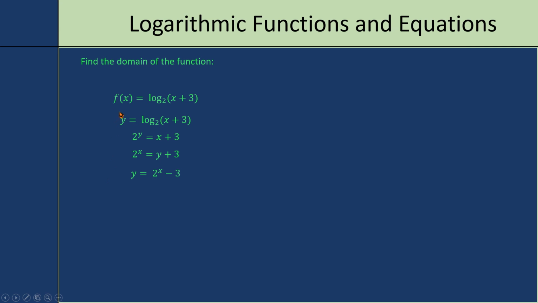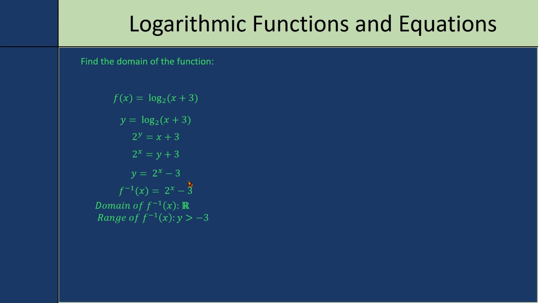And we did this before. You put the y in for f of x. And then the new thing is I switch this into exponential form. And then to find the inverse, I swap the x and the y. Right, swap the x and the y. So I have 2 to the x equals y plus 3. Now I solve for y. So now I have the inverse. f inverse of x is 2 to the x minus 3.